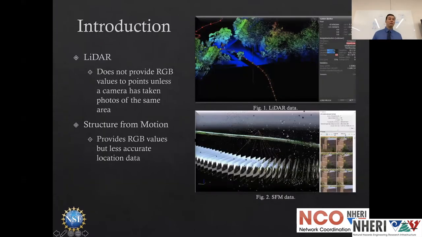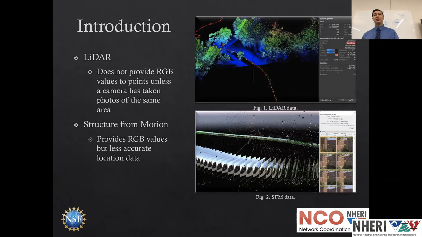So what is LiDAR? LiDAR stands for light detection and ranging. What the scanner does is it fires a laser pulse until it gets a return off an object, and it reads that return and computes the distance with the speed of light times the change in time, divided by 2. The shortcoming of LiDAR data is it does not provide colorized RGB values to the points by itself. It just gets the return and puts it into a point in space. And it fires millions of these points every minute, so you get a point cloud of the entire area.